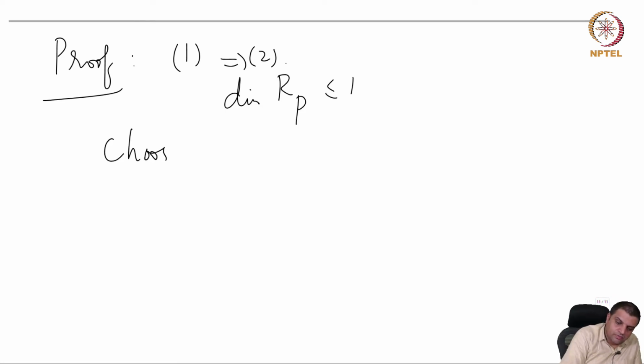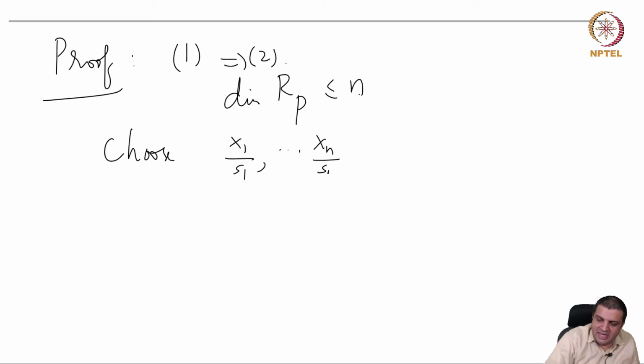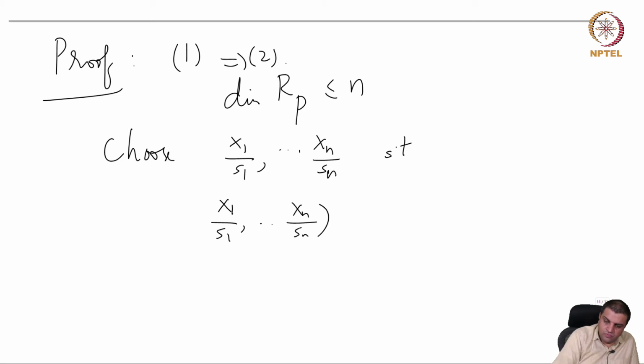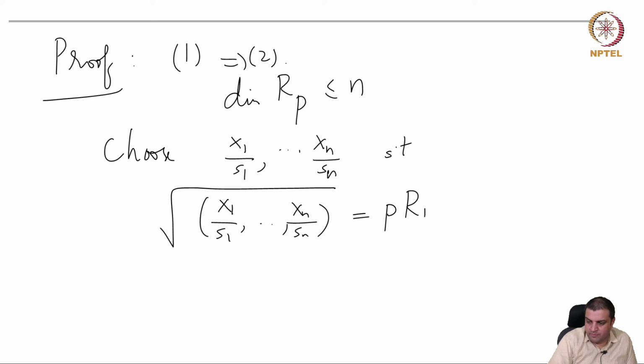Choose x1 over s1 through xn over sn, such that the ideal generated by them, the radical of this, is PRP. Where the xi's are in P and the si's are not in P.